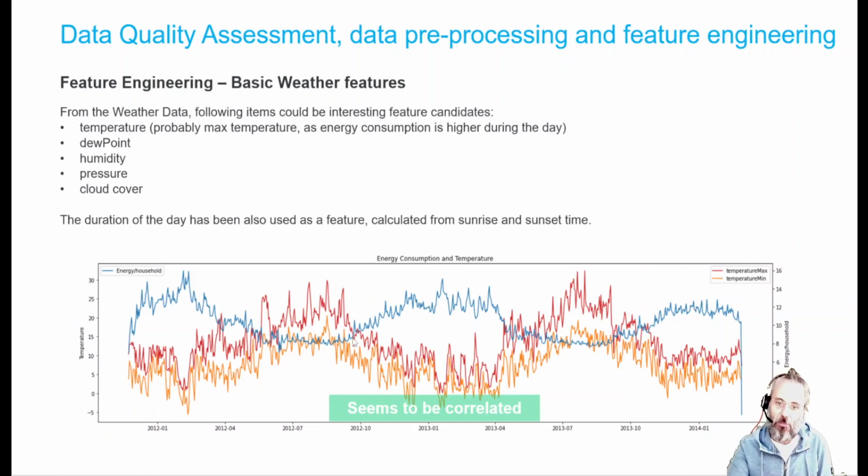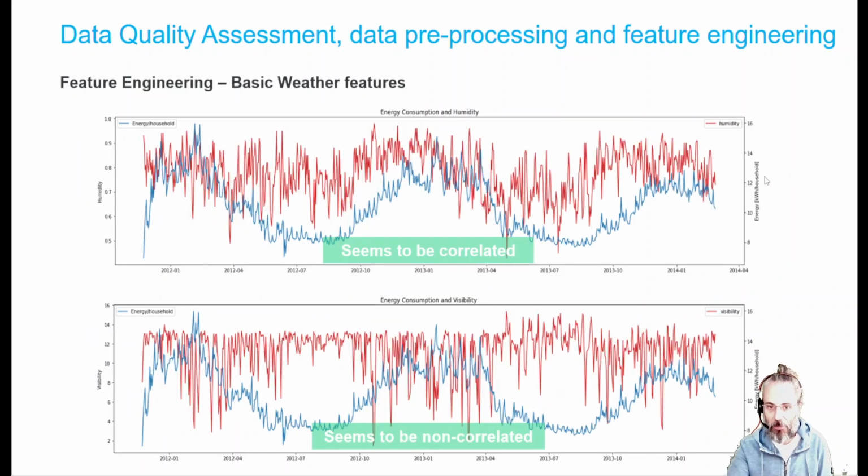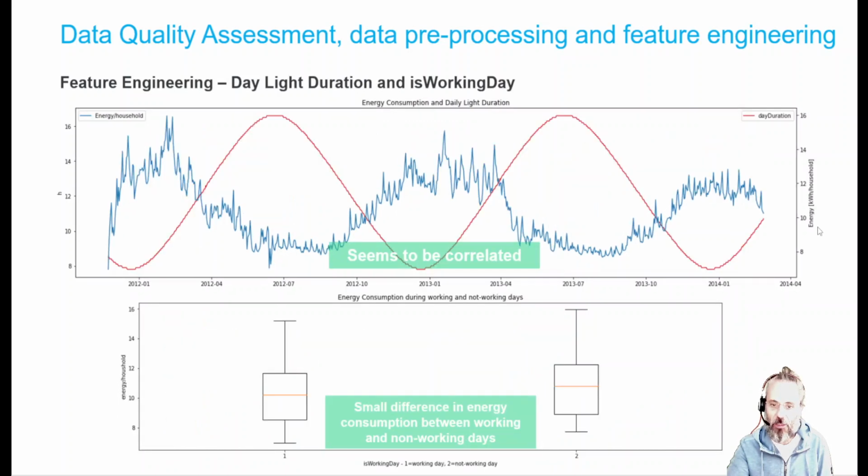So in principle, we see there is a clear dependence in this part. The same we can see for humidity. In this case, when humidity is growing, electricity consumption is growing, and so on. While there seems to be not very high correlation between visibility and energy consumption, it seems quite a noisy correlation, not really a correlation.